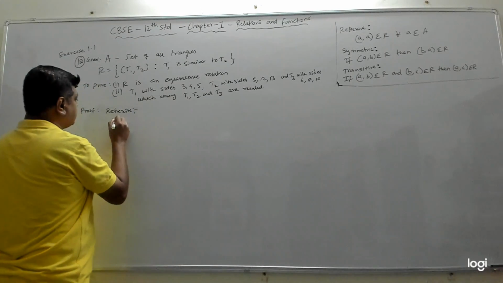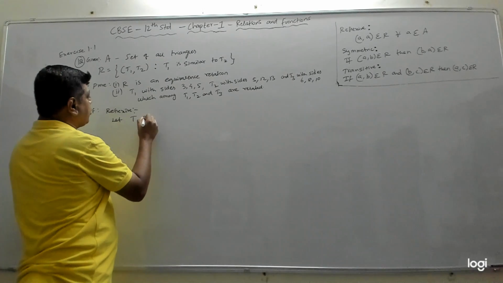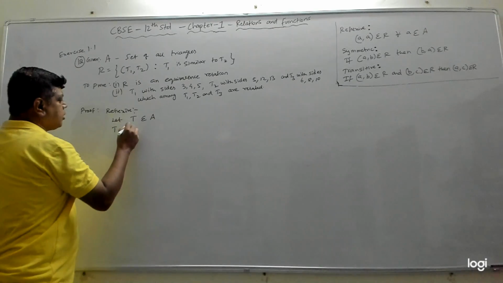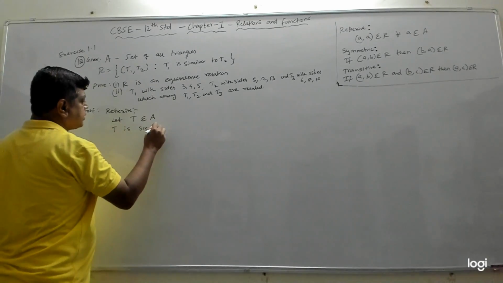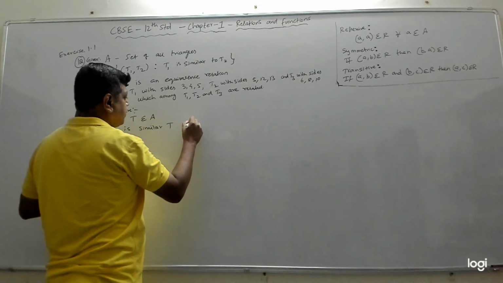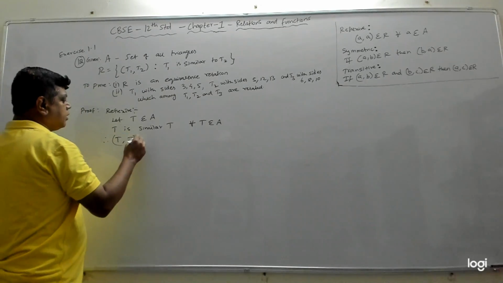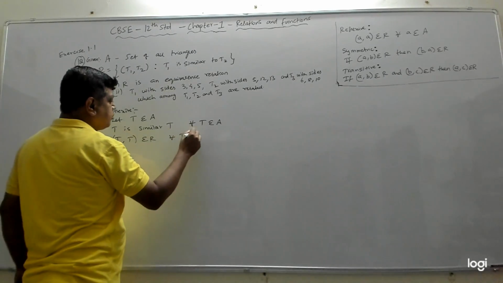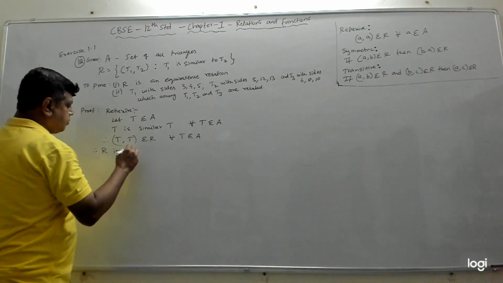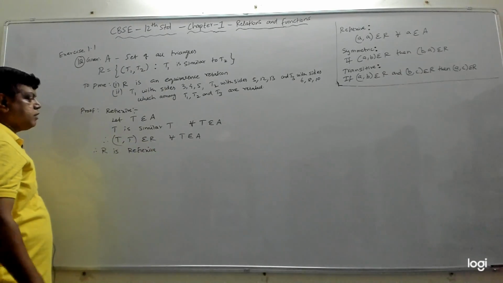So we'll say, let a triangle T belong to set A. Then T is similar to the same triangle T, and this is true for every T belonging to A. Therefore, (T, T) belongs to R for every T belonging to the set A. Therefore, R is a reflexive relation.